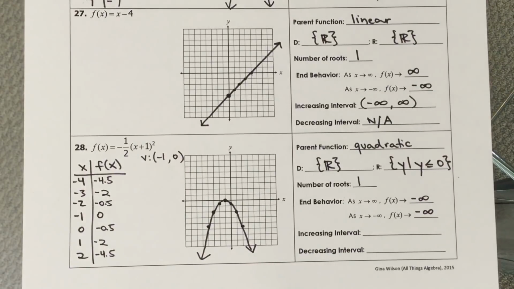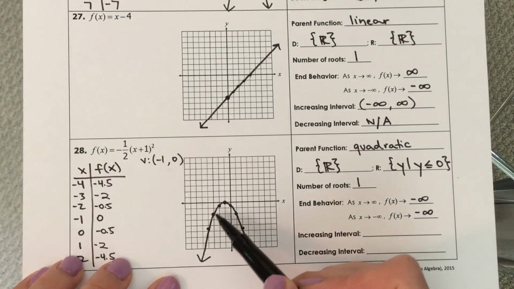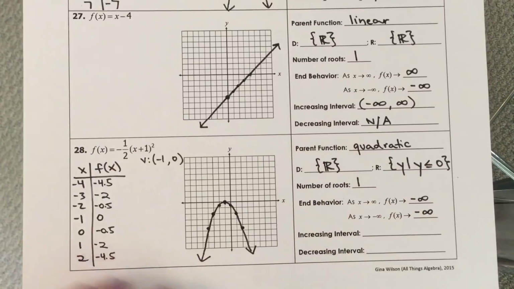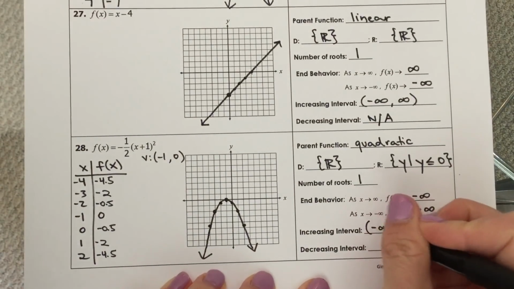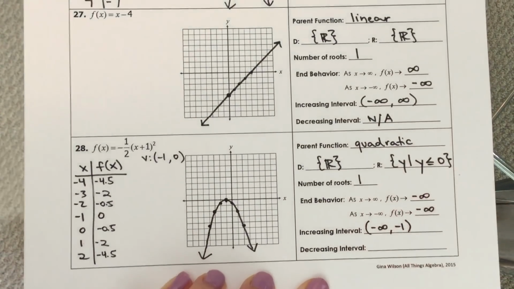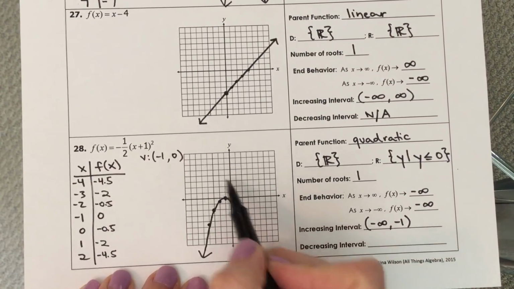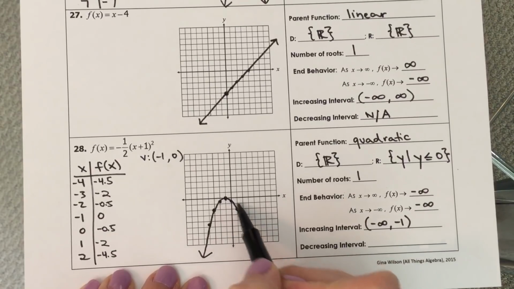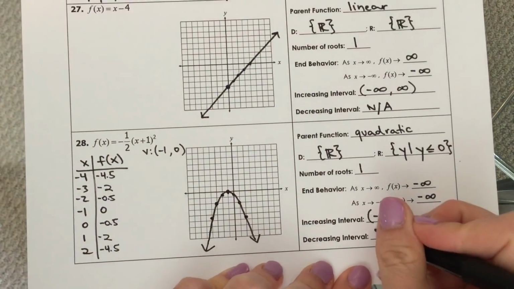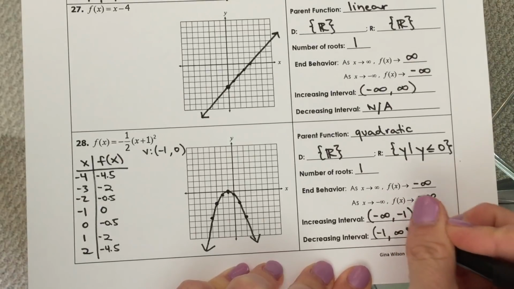All right, last thing, increasing, decreasing. So my graph increases up until this point, which is an x value of -1. So everywhere to the left, and then it stops increasing at -1. And then from the vertex over to the right, it just decreases. So starting at -1, it then decreases for the rest of our numbers. So it would look like that.